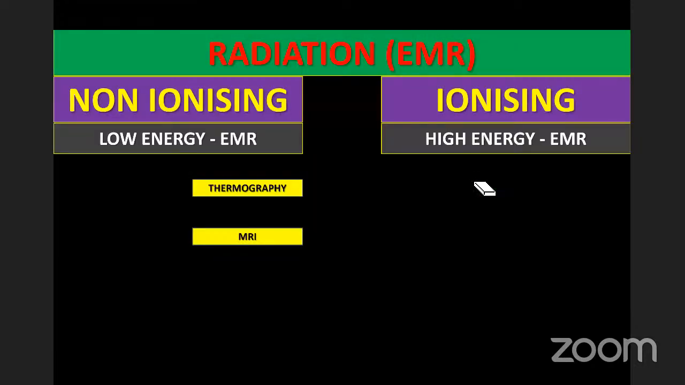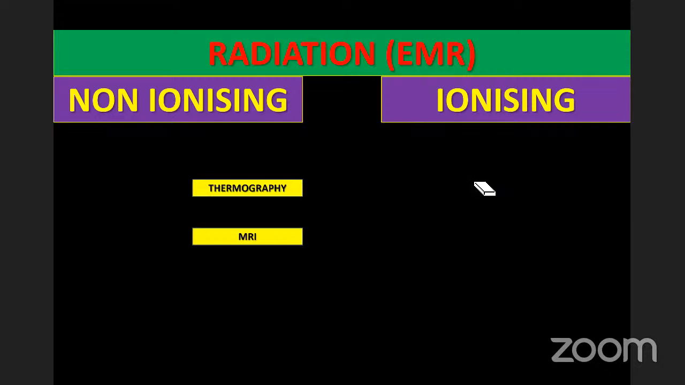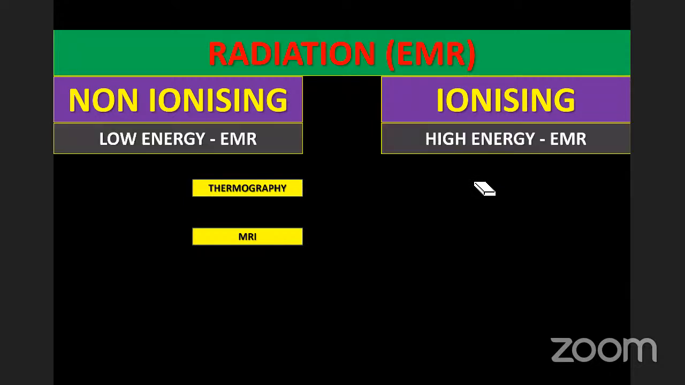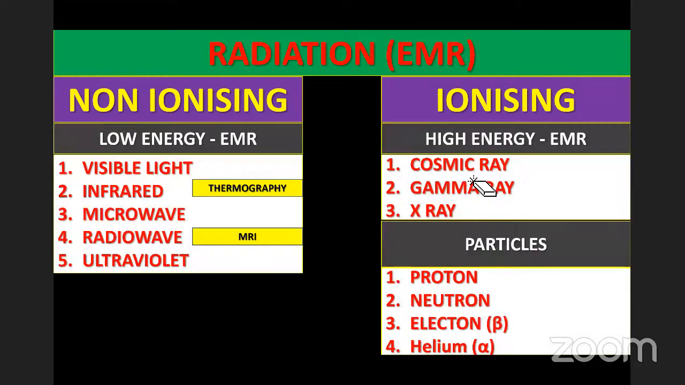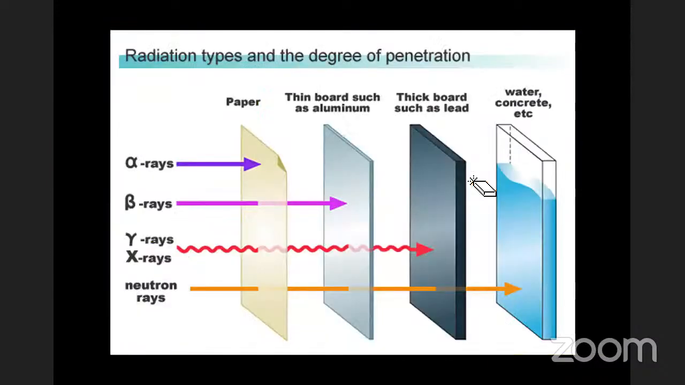And we know that alpha particles, beta particles, and gamma rays originate from the nucleus, whereas X-rays originate from outside the nucleus. Again, we had non-ionizing radiation, and ionizing radiation including gamma rays, X-rays, cosmic rays, and the particulate matters.